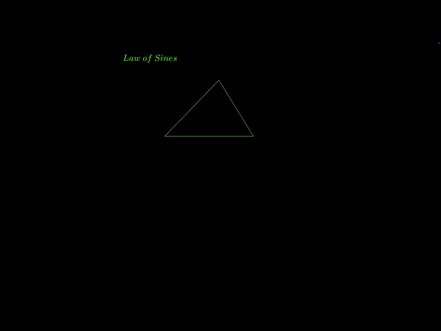Welcome to this presentation on the law of sines. The law of sines is about side lengths and angle measures of a triangle. We'll call our triangle ABC after its vertices and label the interior angles alpha, beta, and gamma.